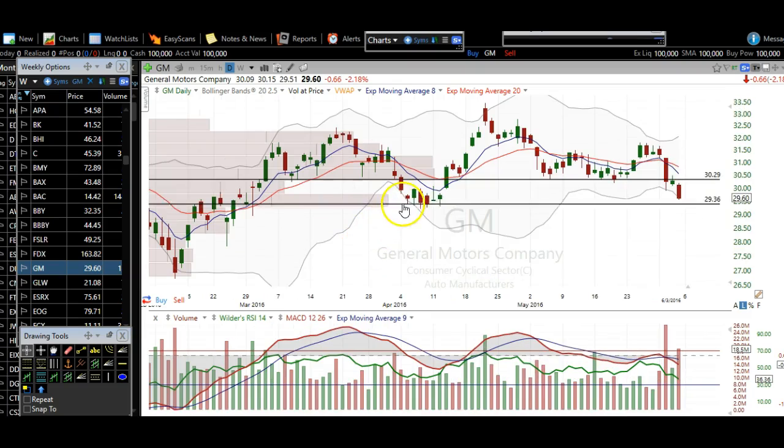So 29.30 is going to be that support. A break below that support, and we're going to head lower right there. So we should get at least a temporary bounce from this level, but I suspect that GM is going to be heading lower. You can also draw a downtrend line right here, so you've got to keep that in mind for the future as well.